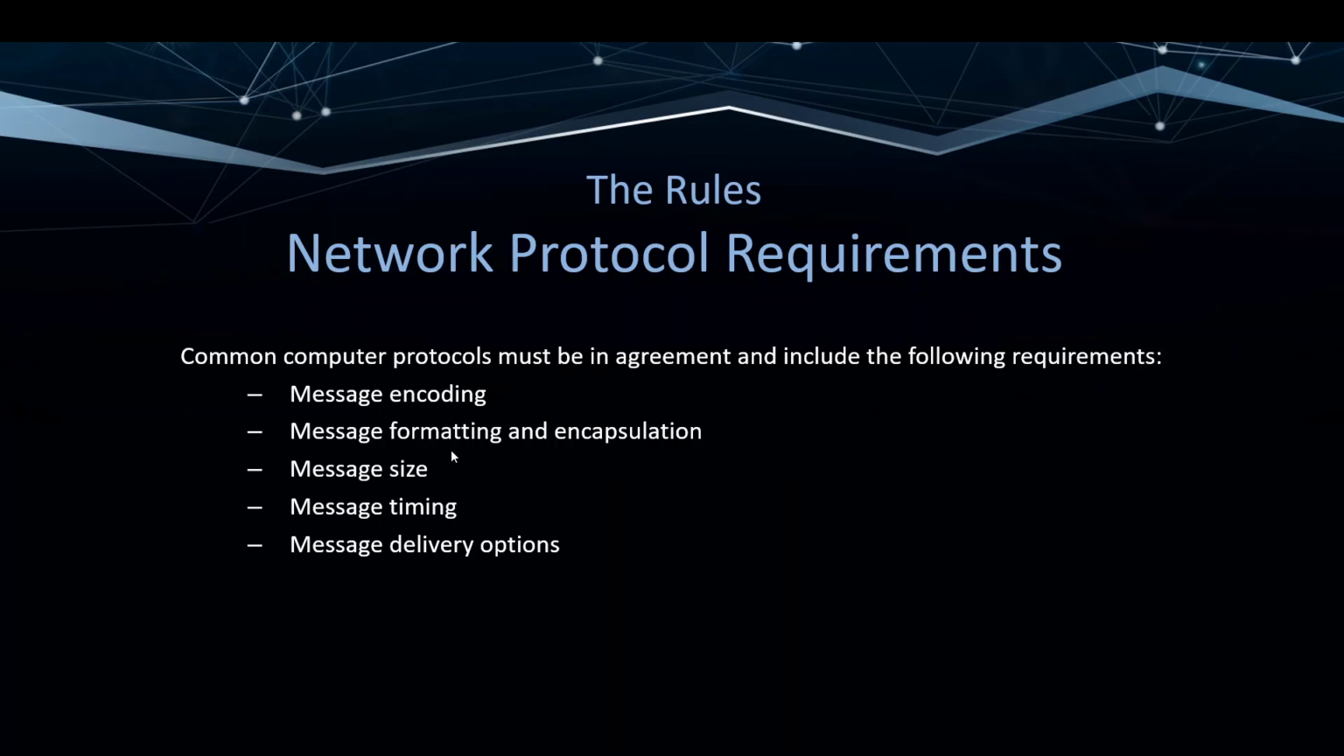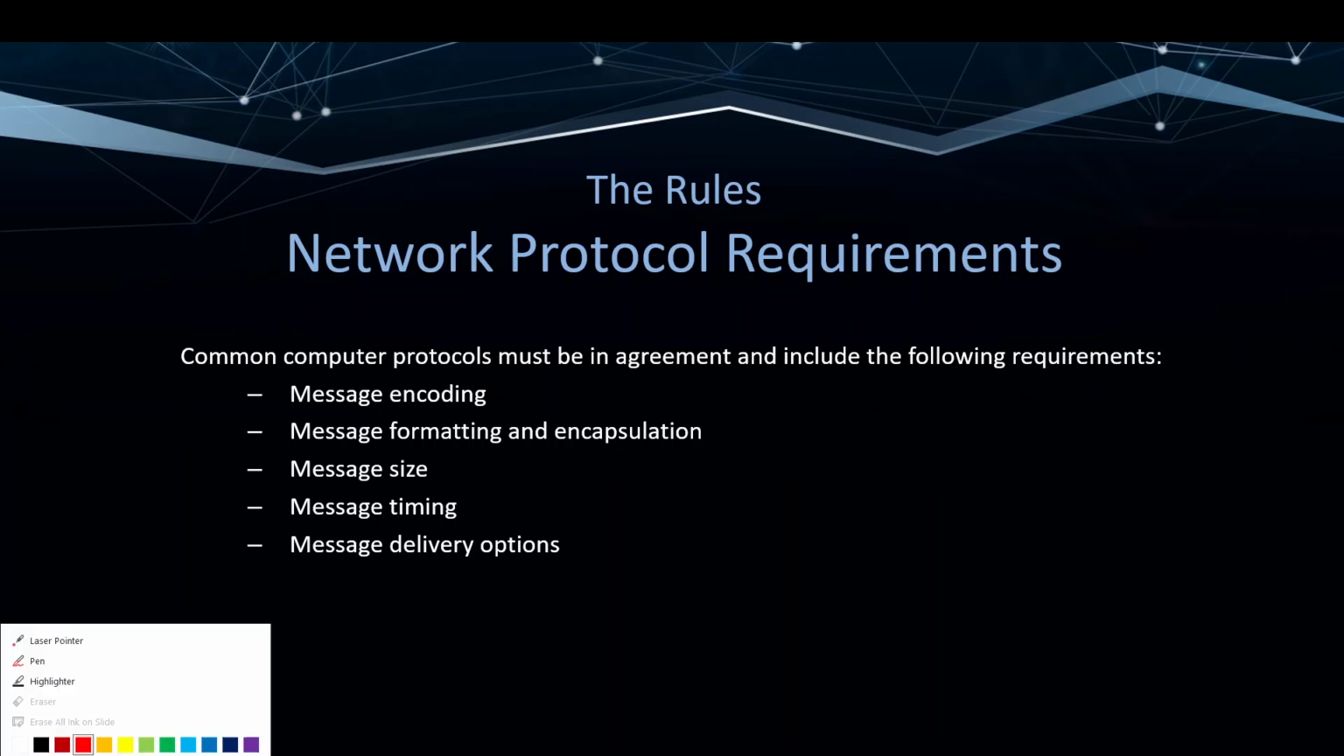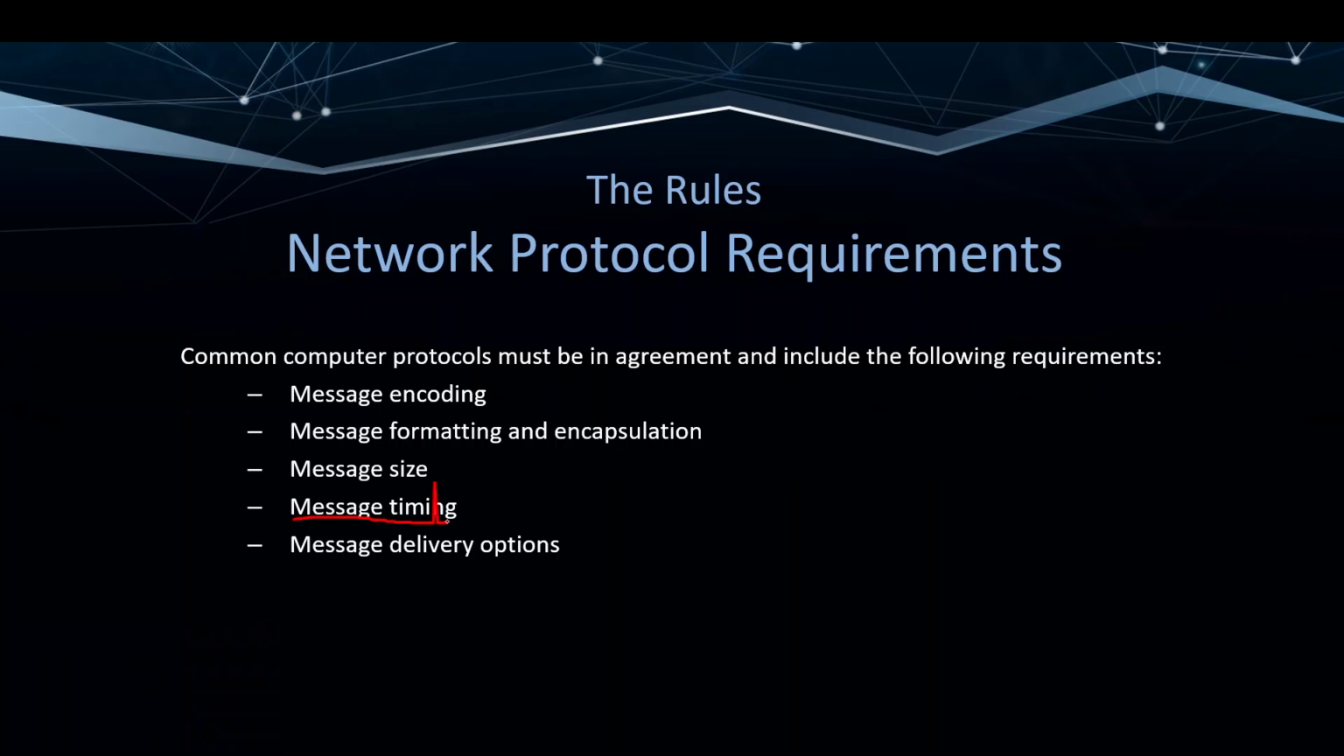Message formatting and encapsulation. Message format is basically what format the message is going to use. And encapsulation, we're going to dig deeper into later on. It's like adding headers and trailers to the data itself to identify the data and also to prioritize the data and so on and so forth. The message size is how many bytes. For example, the maximum transmission unit is 1500 bytes, and if the packet exceeds that amount of bytes, it needs to be fragmented.